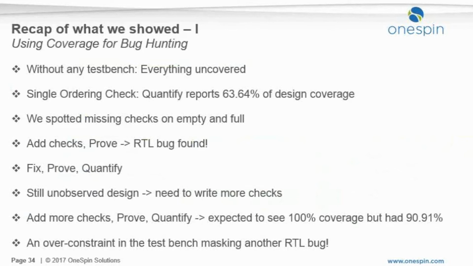We add checks, run the proofs, we find a bug in the design. We fix the design, we run the proofs again, run the Quantify, we find more design is still unobserved. So we go write more checks on the write and the read handshakes, and at this point, we expect the design to be reasonably well quantified, but it turns out it was still in the region of 90%. So then we detected that there could be a problem with one of the over constraints, and it was indeed the case. And when we relaxed it, we found a bug in the design.